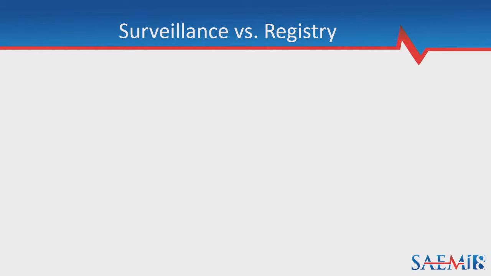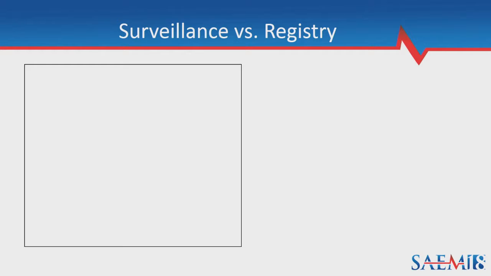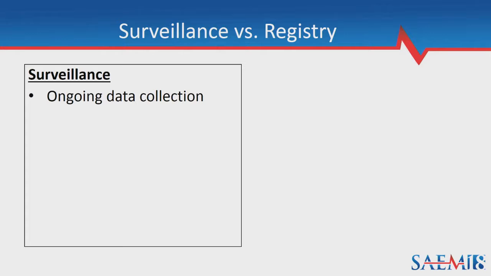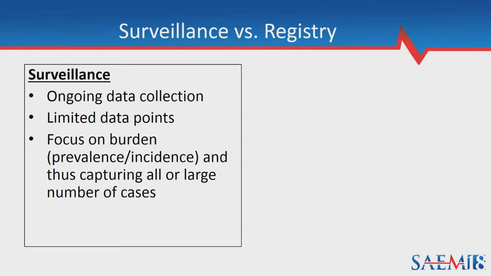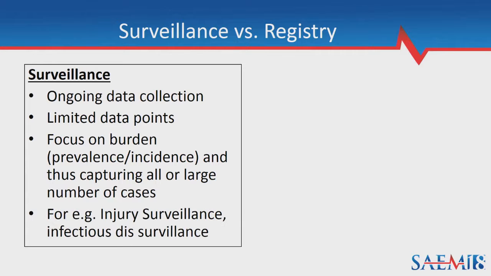So the first question was, a lot of people mix up what is surveillance and what is registry. For clarity's sake, surveillance is, as you know, ongoing data collection, usually limited data points, usually focused on burden of disease, such as prevalence or incidence. And so surveillance is focused on capturing a large number of cases or all cases. For example, injury surveillance or infectious disease surveillance.